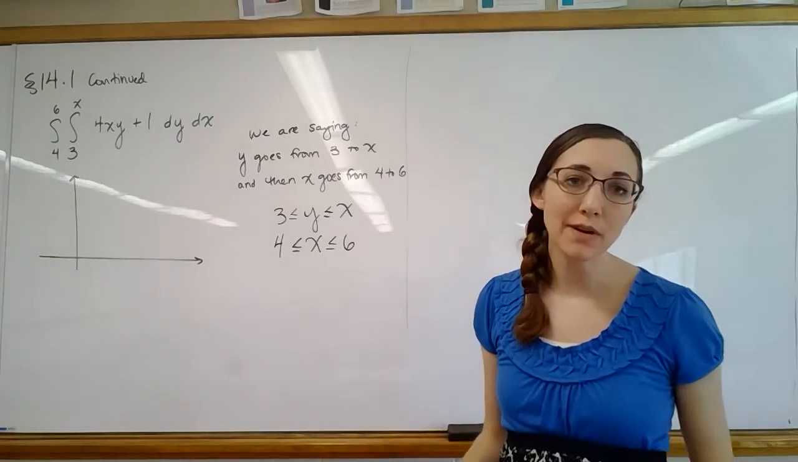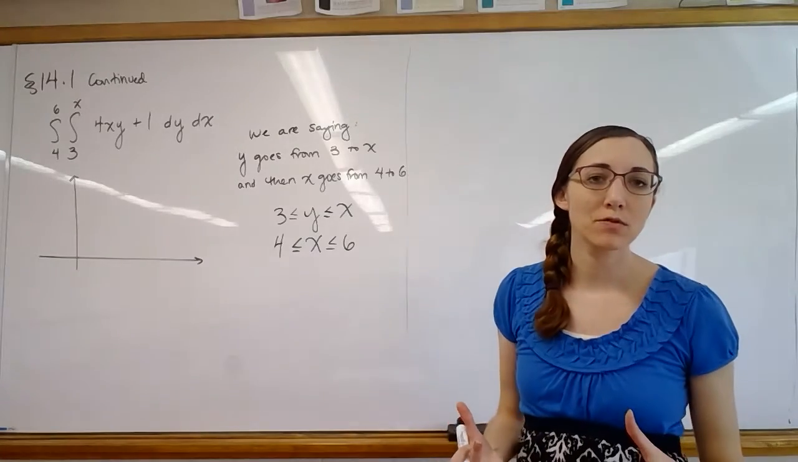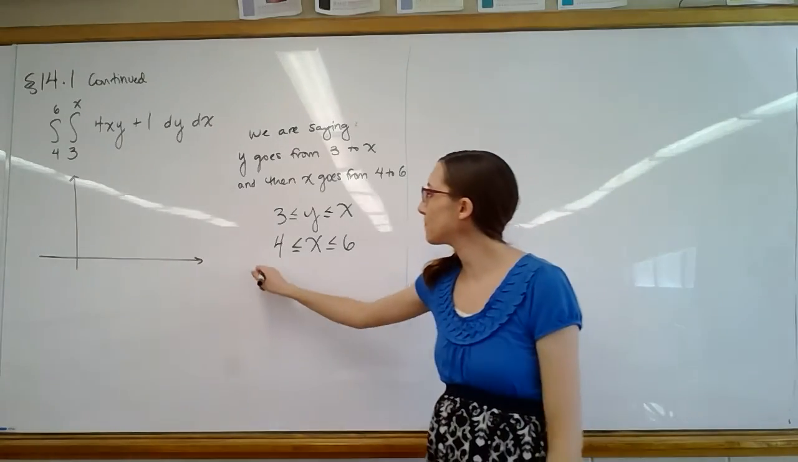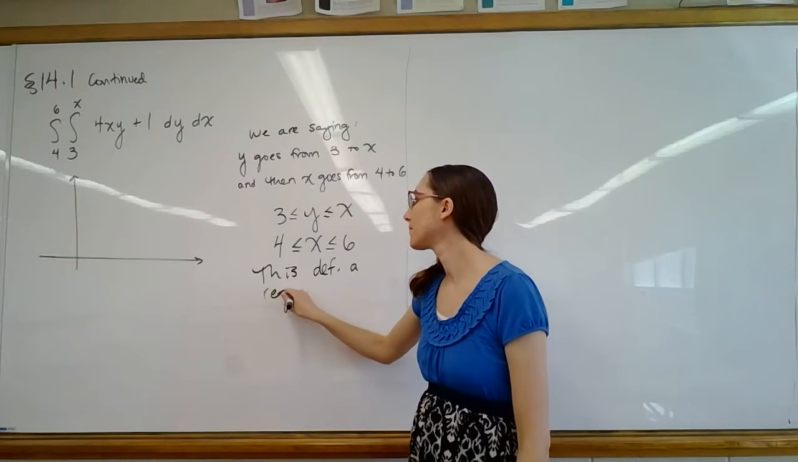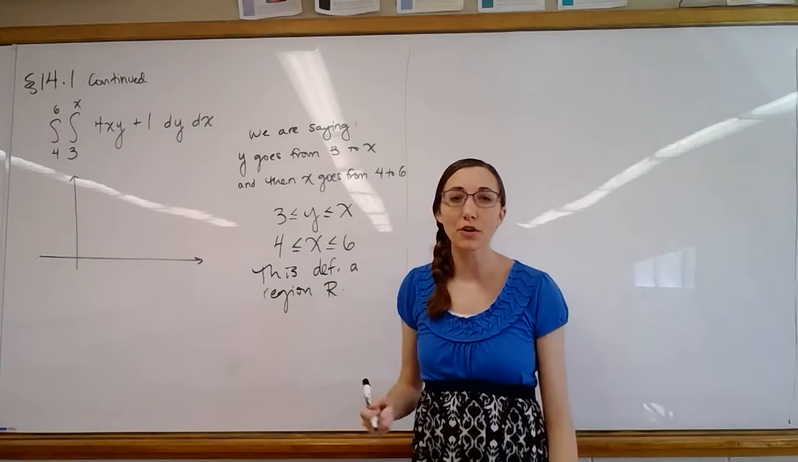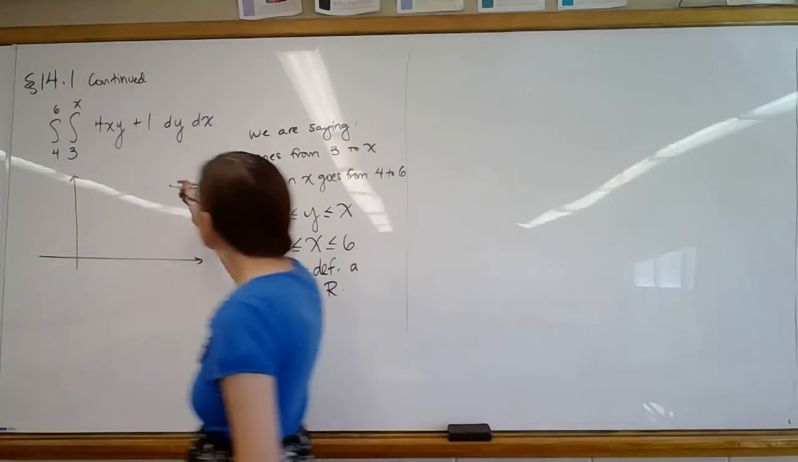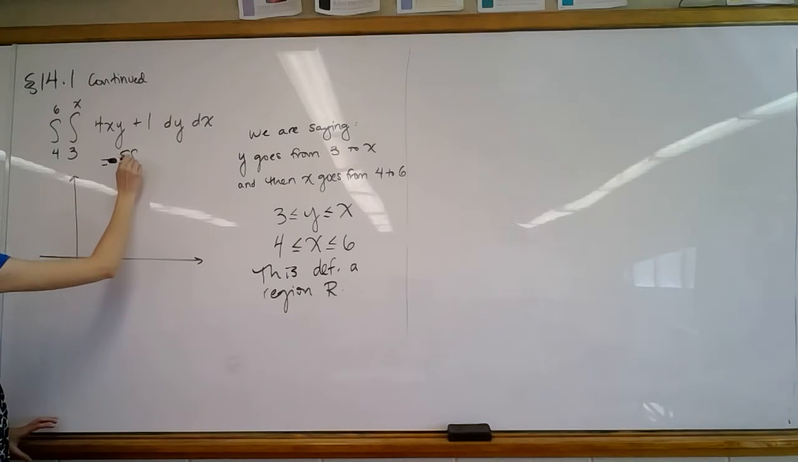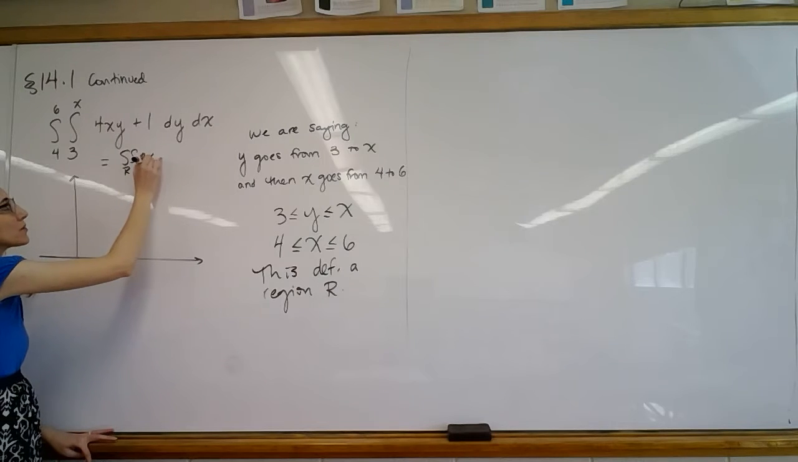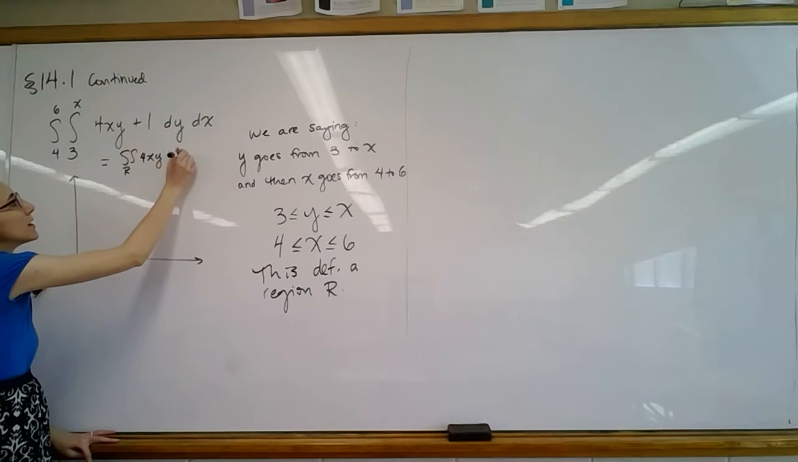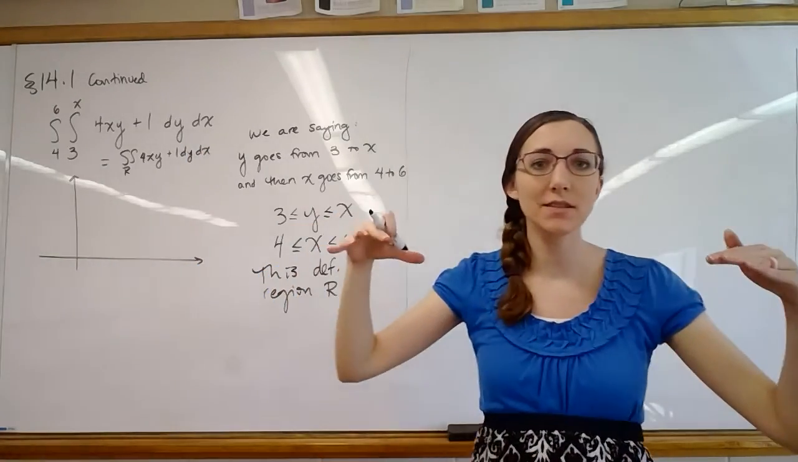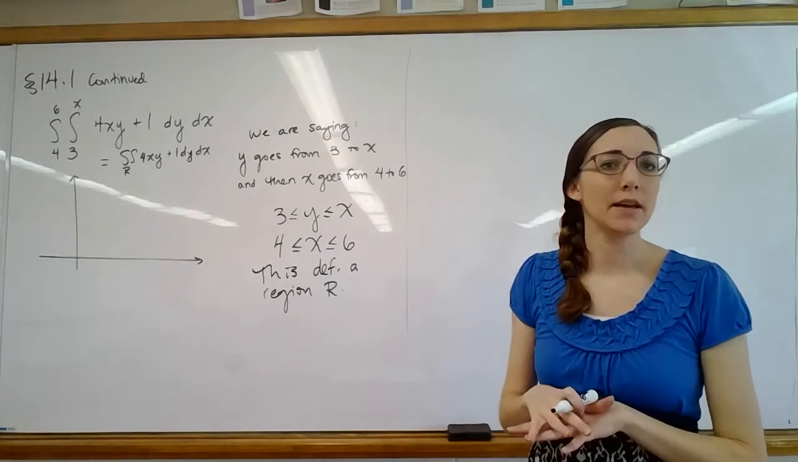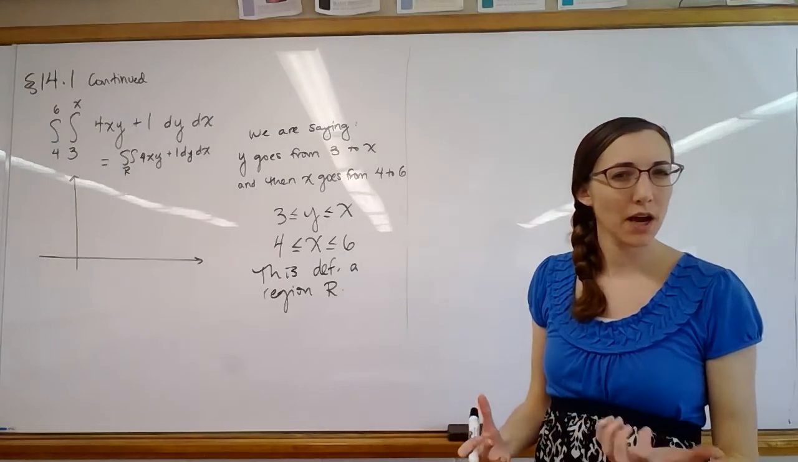So what we're actually doing is, these double bounds are defining a region. This defines a region that we usually call R. Sometimes we might write this as a double integral over the region R of some function, say the function 4xy plus 1 dy dx. So we've got this two variable function, but this is the region in the xy plane that we're integrating it over, which is kind of cool to think about.